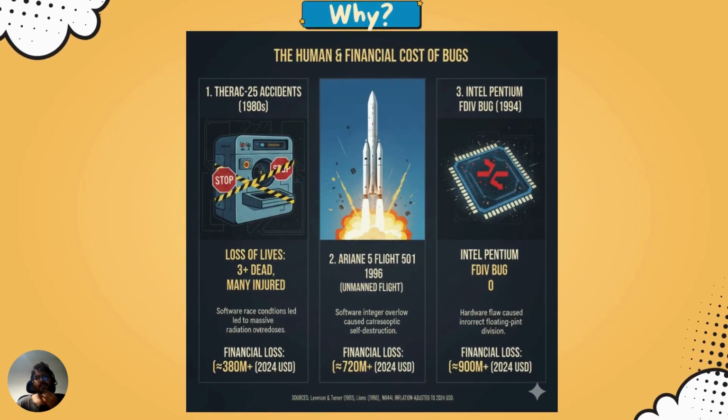Why does it matter? Because bugs aren't just annoying, they can be really catastrophic. In 1980, Therac 25 machine gave patients radiation overdoses. That's not a bug, that's a horror movie. In 1996, Ariane 5 blew itself up mid-flight because of an integer overflow. Imagine losing hundreds of millions of dollars because of a variable that couldn't count properly. And in 1994, Intel's Pentium chip had a division bug. Turns out, dividing numbers incorrectly costs about $1 billion. So, yes, bugs can be expensive.